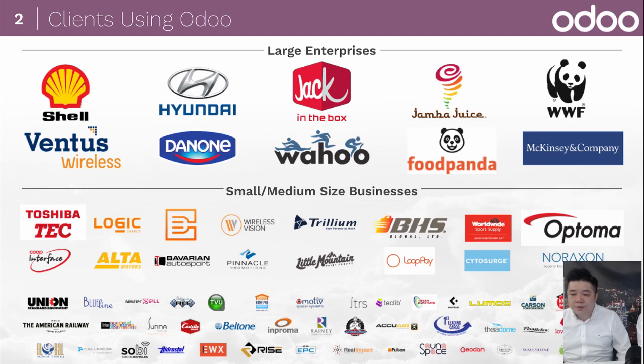Okay, so here are some references. In terms of large enterprise, you can see, and also some small and medium-sized companies here. So you can see in terms of industry, we're quite diverse, and some of the names are quite well known as well. In Asia particularly, we can see Foodpanda here, and some other well-known brands as well.